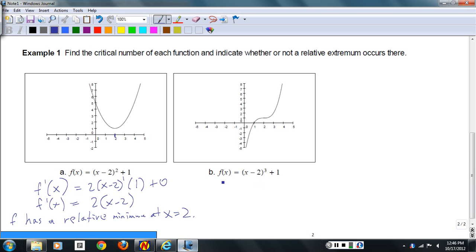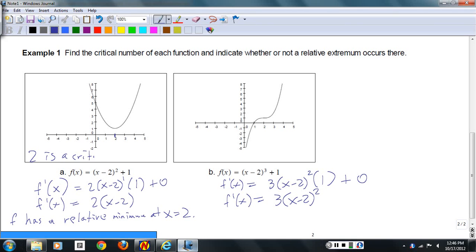On the other hand here, f prime of x equals 3 times x minus 2 quantity squared. We multiply by 1 because we have to follow the chain rule. Derivative of x minus 2 is 1, and then we add 0. So f prime of x equals 3 times x minus 2 quantity squared. What number makes this function equal to 0, this derivative? Still 2. So, just like 2 was a critical number here, 2 is a critical number here as well.